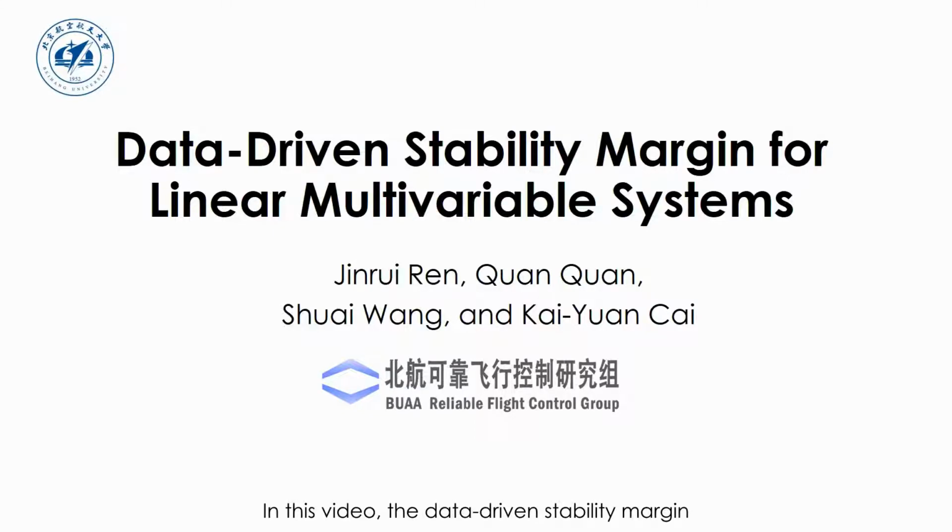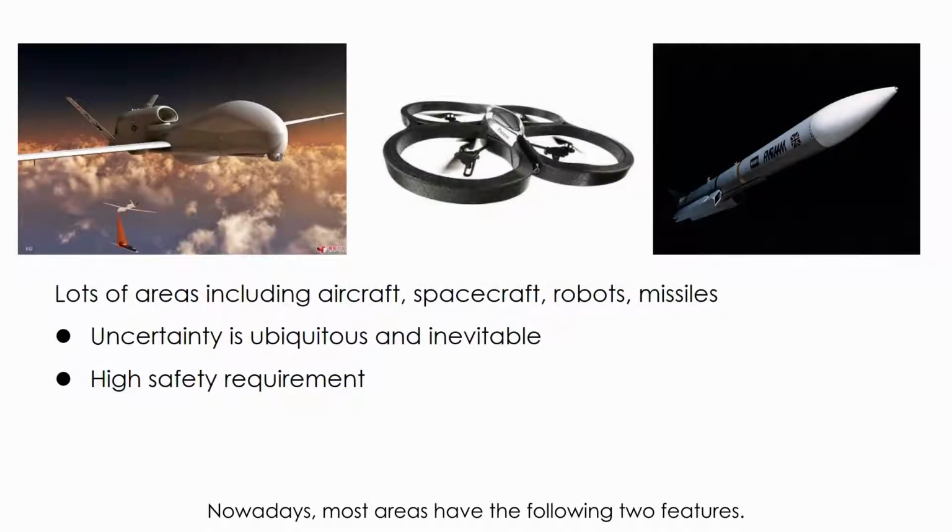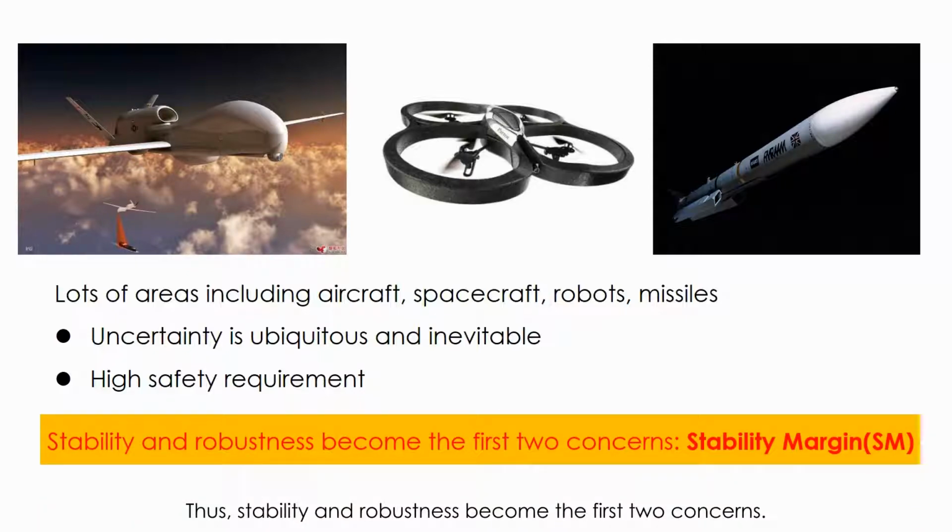In this video, the data-driven stability margin for linear multivariable systems will be introduced. Nowadays, most areas have the following two features. First, uncertainty is ubiquitous and inevitable. Second, high safety requirement is needed. Thus, stability and robustness become the first two concerns.